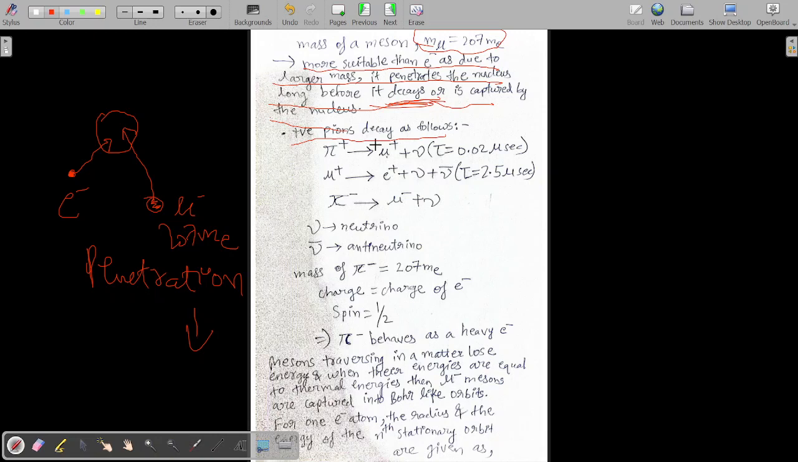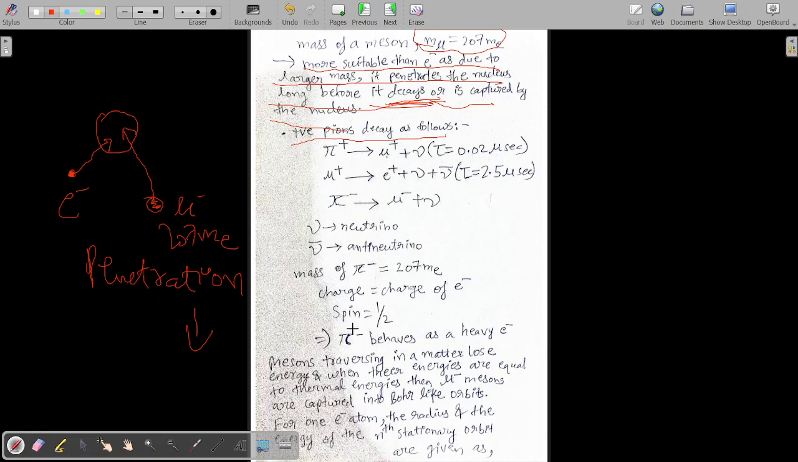Okay, so you know this very well, how mu meson interacts. Okay, so mesons traversing in a matter lose energy, and when their energies are equal to thermal energies, then mu minus mesons are captured into Bohr-like orbits. Now, what is the meaning of this, positive pions decay as follows and all these things? You will come to know.